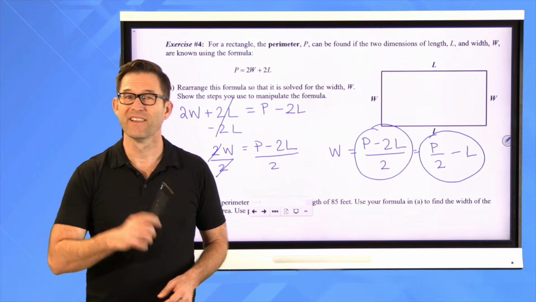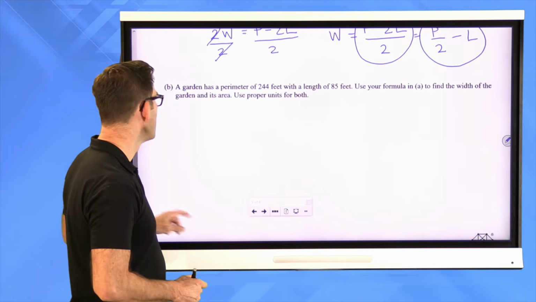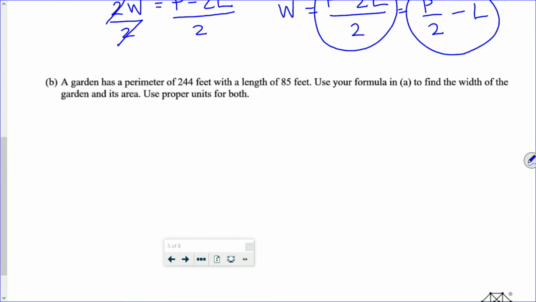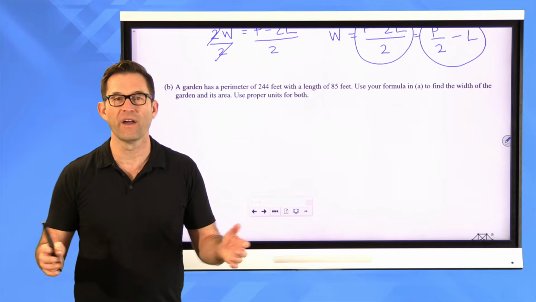And in fact, let's do that. In letter B, it says a garden has a perimeter of 244 feet with a length of 85 feet. Use your formula in A to find the width of the garden and its area. Use proper units for both. All right, pause the video now and see what you can find out for your width.